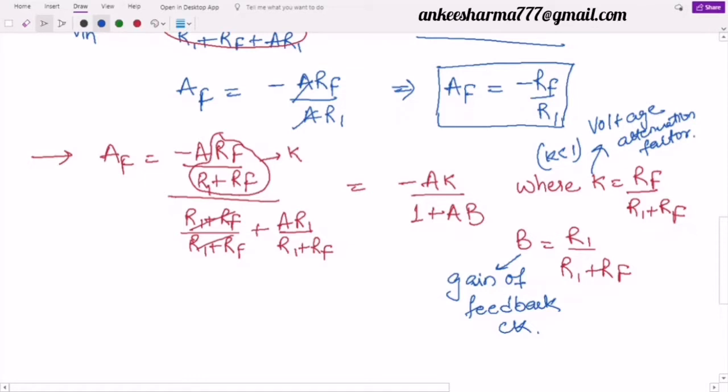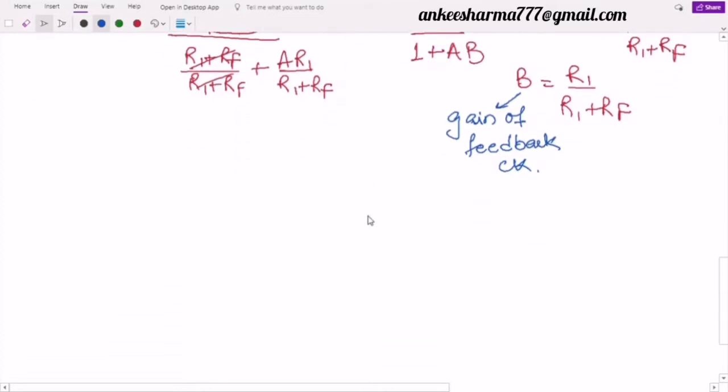Right? So this is about the voltage gain with the feedback, and we have seen that this gain with feedback is represented in the form of open loop gain and the gain of the feedback circuit. So it is equal to minus AK upon 1 plus A beta. Right? So now next we will find the input resistance with feedback. What is going to happen to our input resistance?